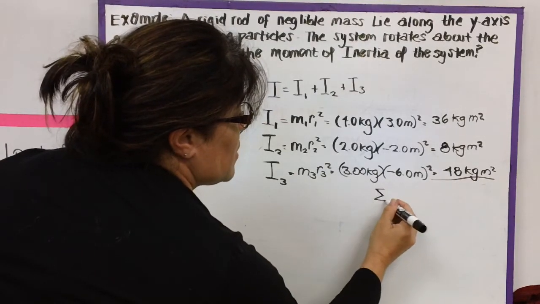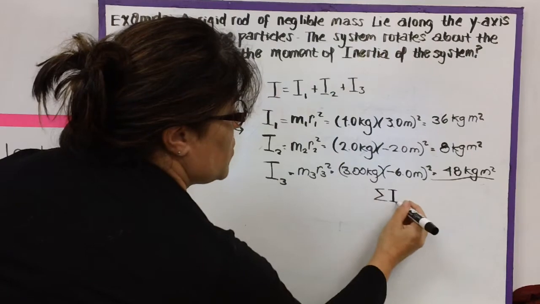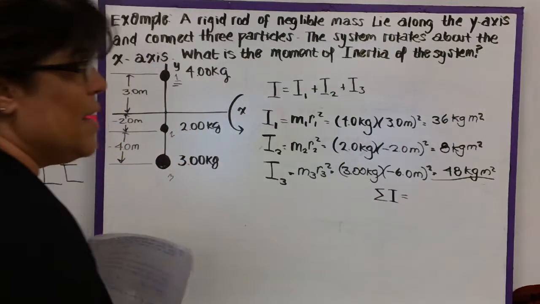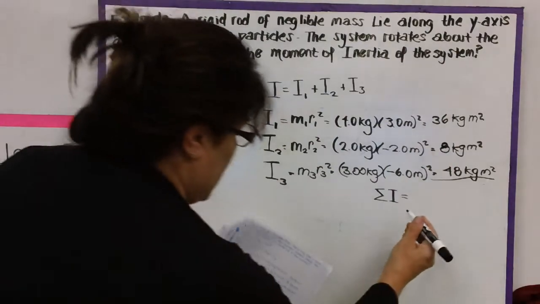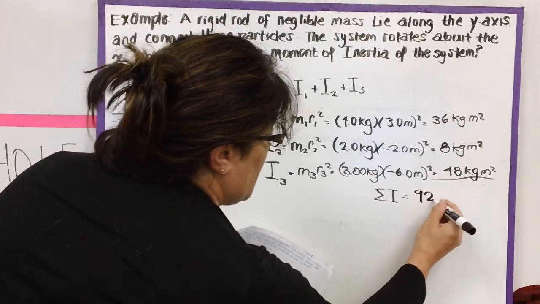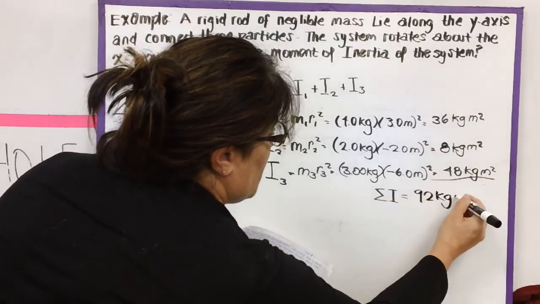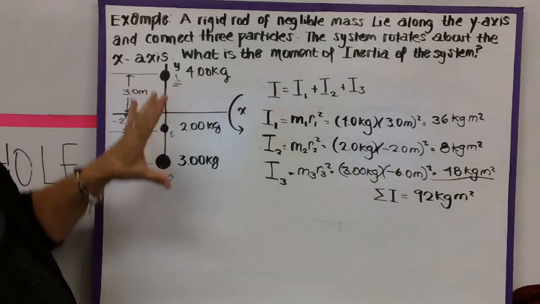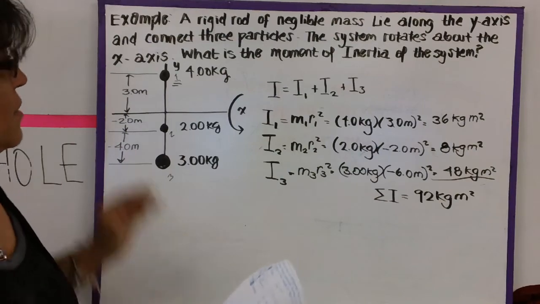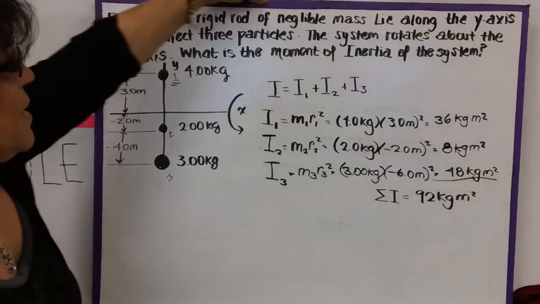And then all we have to do is add them up. So you can see the summation, the sum of all those I's, or I net, is 48 plus 8 plus 36, and we end up with 92 kilogram meters squared. So this is the moment of inertia of this whole object altogether. Okay, well, we only have one example today.